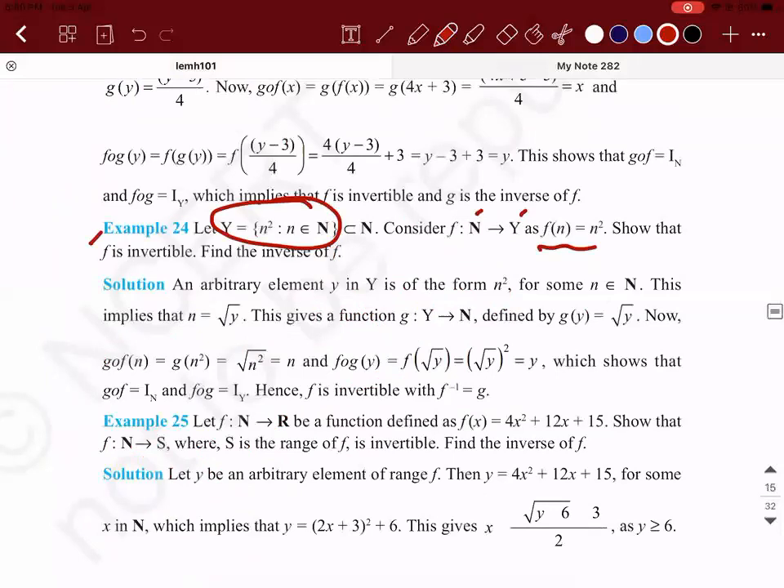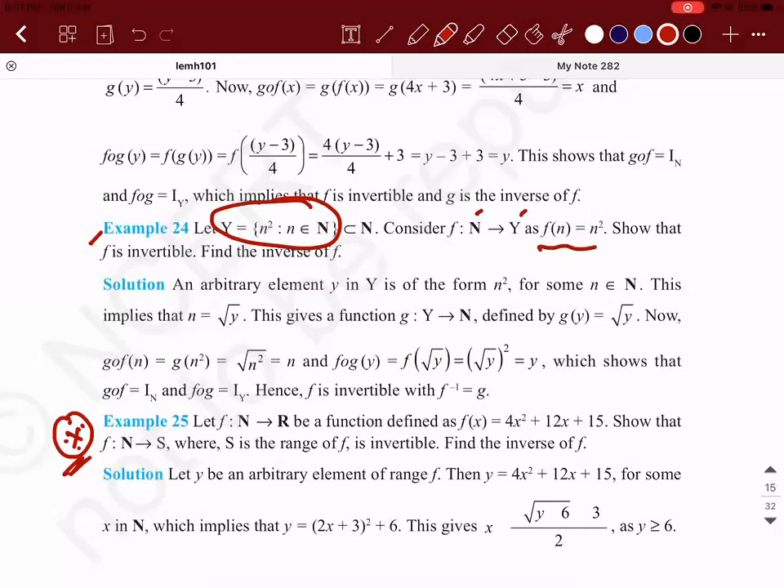Can we try one last problem? The slightly tricky concept. This is tricky and important. I want you all to read the question. The function from the natural number set to the real number set is defined as f of x is equal to 4x square plus 12x plus 15. Show that you have the function map from the natural set to some other set S, where the set S belongs to the range of f. Prove that in this scenario f is invertible and find the inverse of it.